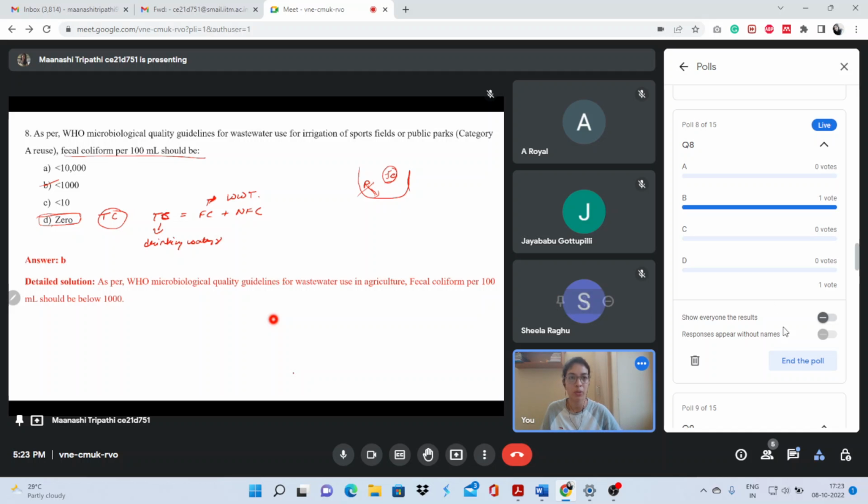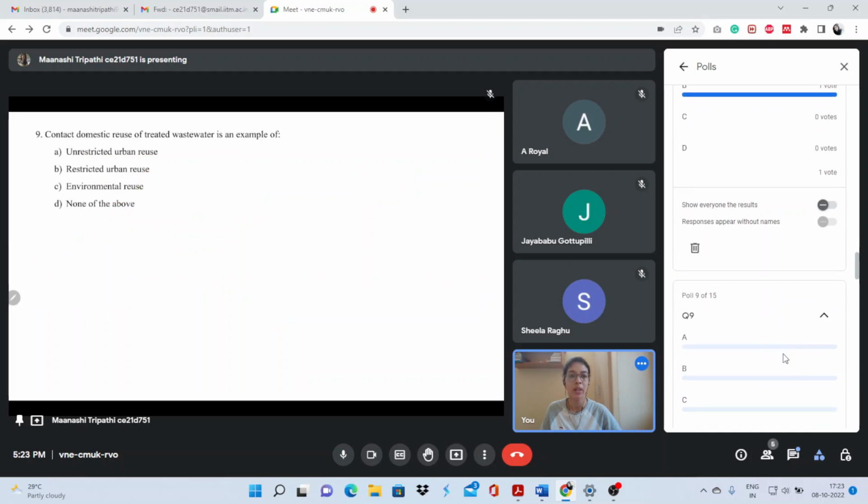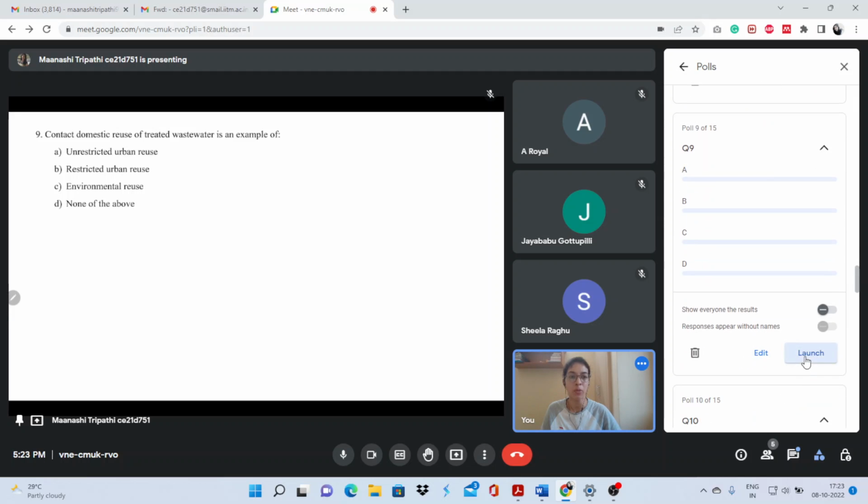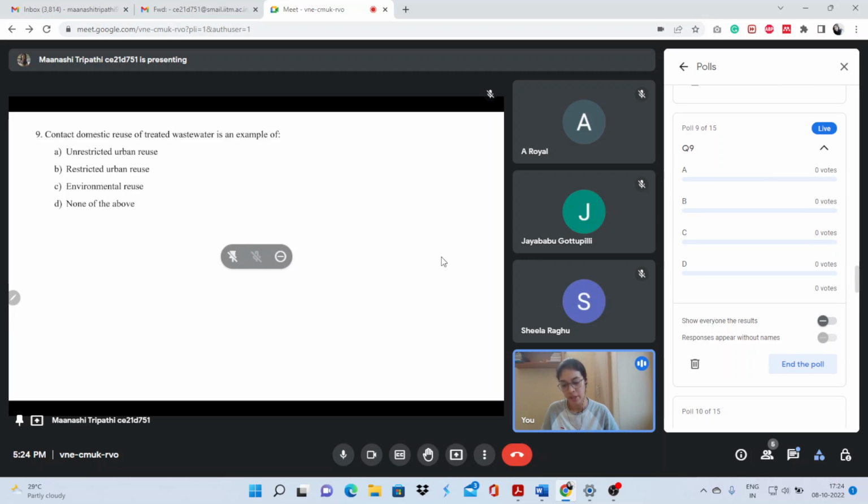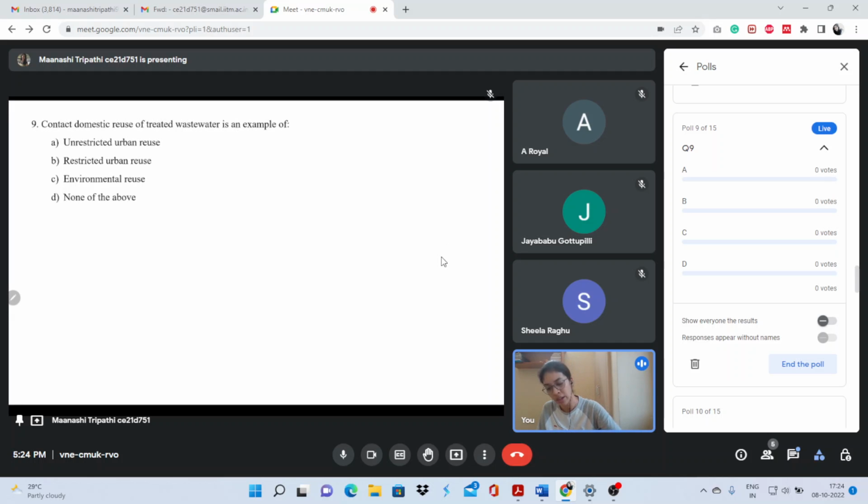Okay, we'll move towards next question. Question number 9, and these are the polls for it. Contact domestic reuse of treated wastewater is an example of. Here we are having contact with the water. So unrestricted urban reuse, restricted urban reuse, environmental reuse, or none of the above. Okay, we'll see the answer.